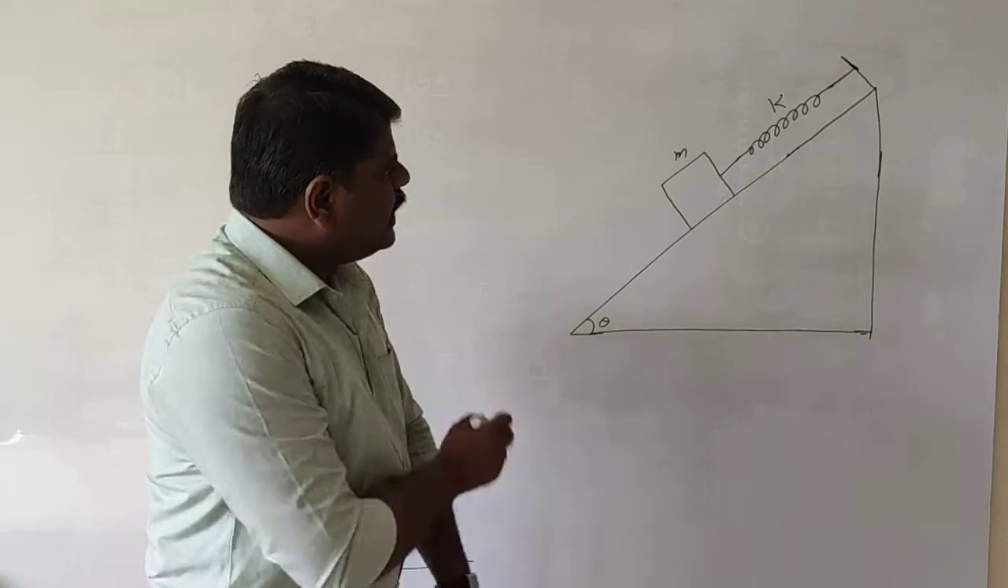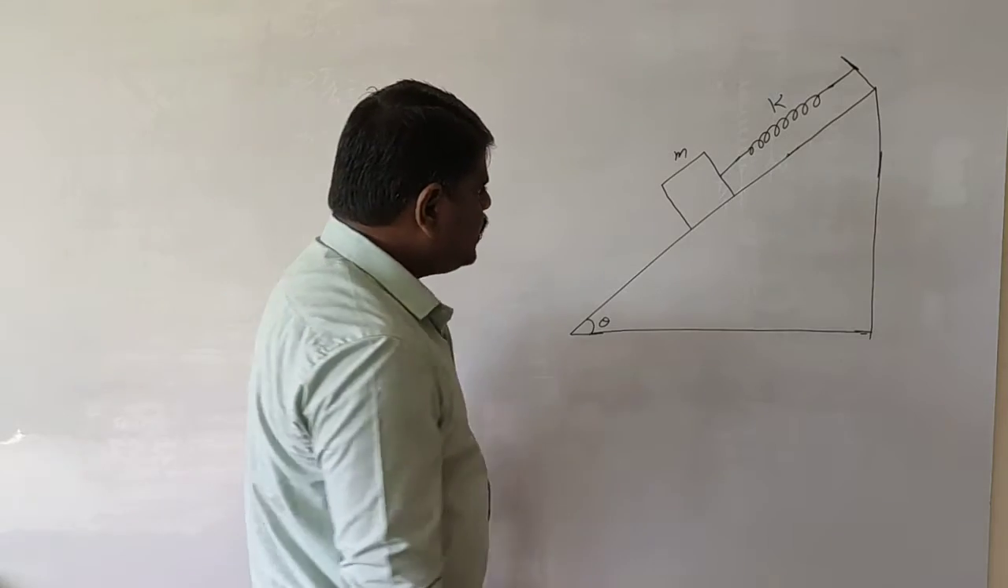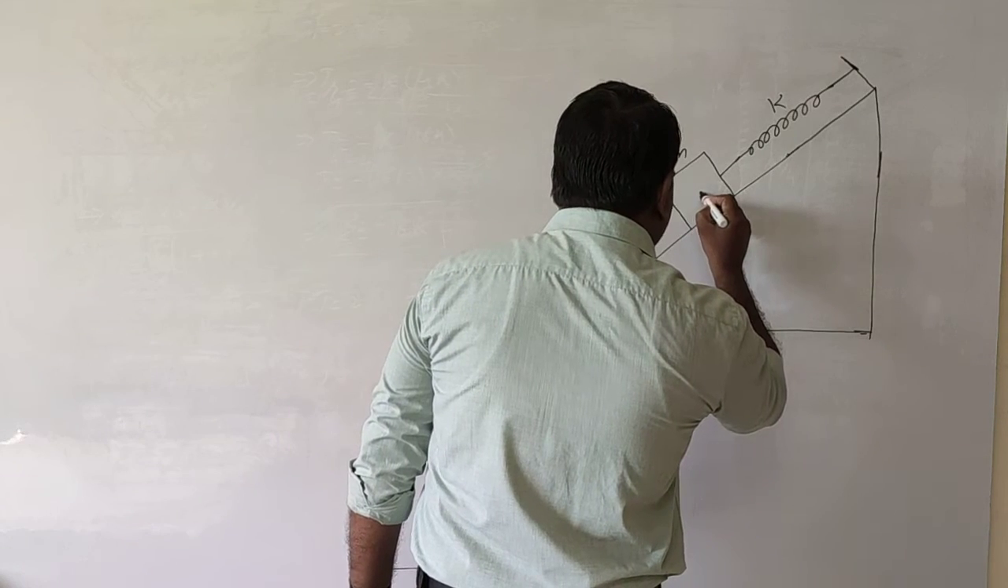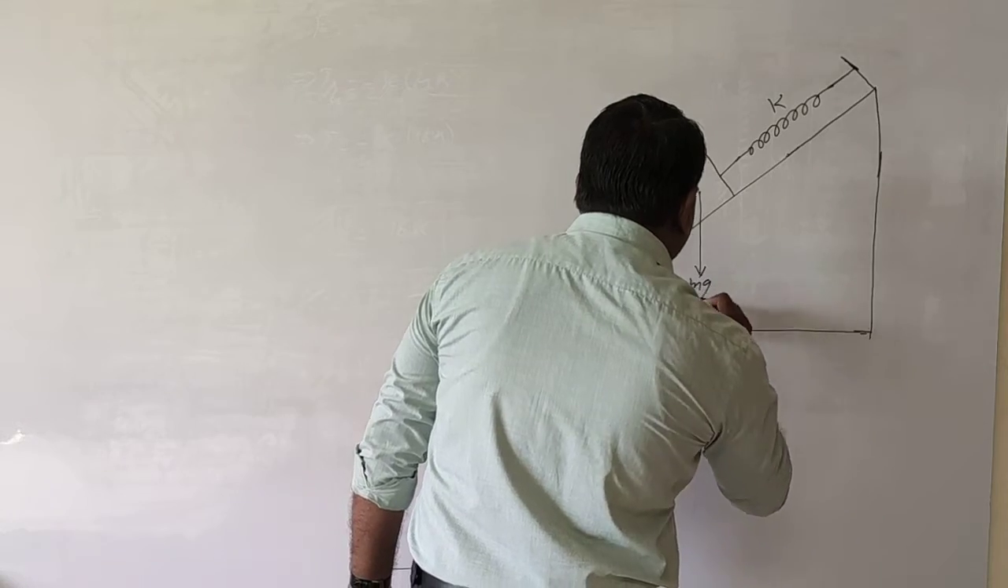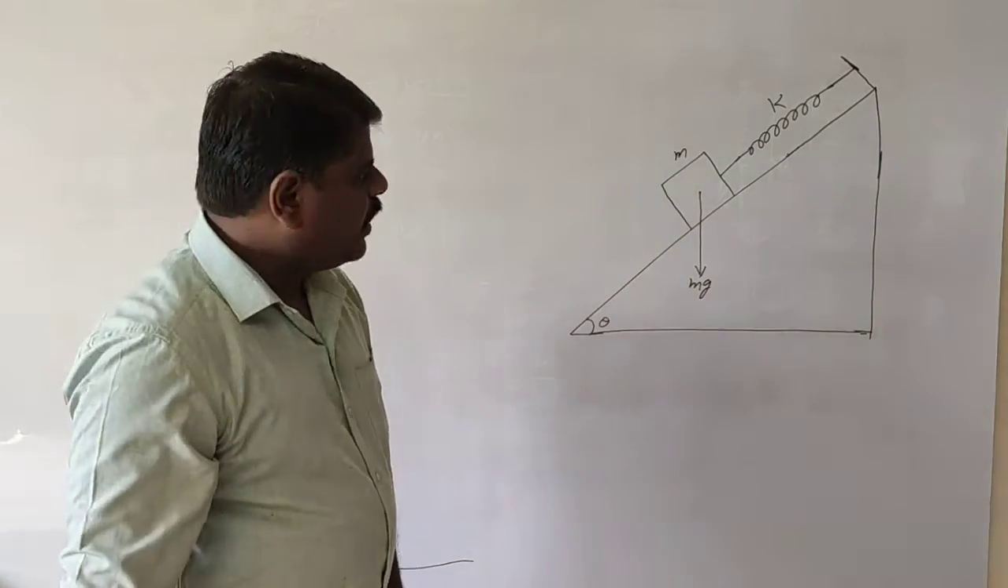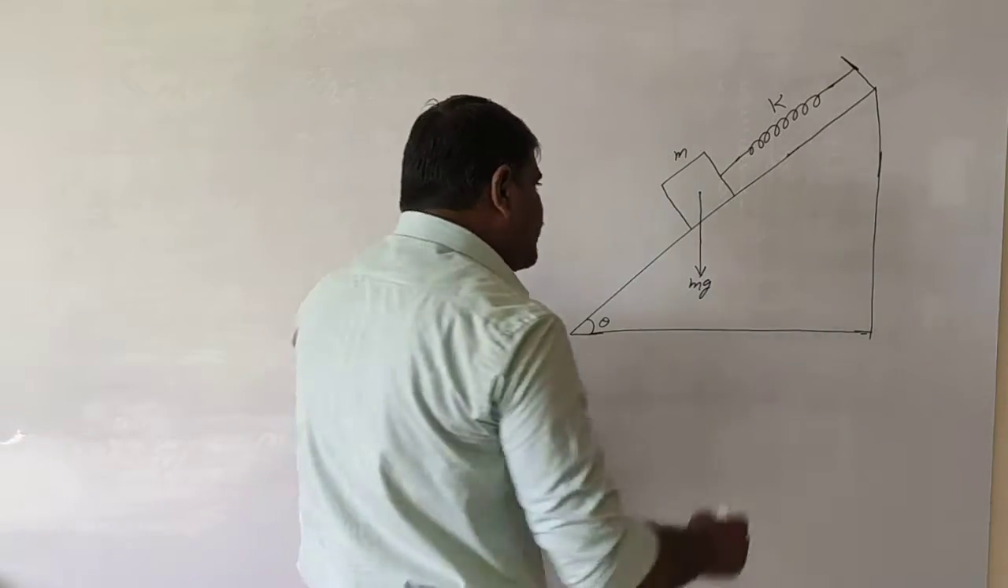Okay. Now let us write down what forces are acting here. We have to find that. First, the weight of the object acts vertically in the downward direction. How much is the weight? Mg weight acts in the downward direction. Now this weight is resolved into two rectangular components. What are the two rectangular components?